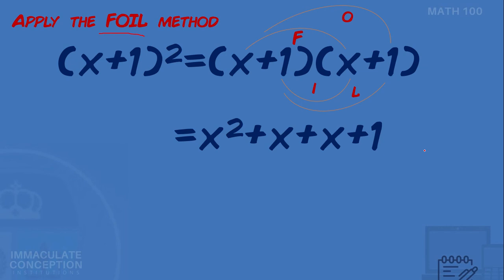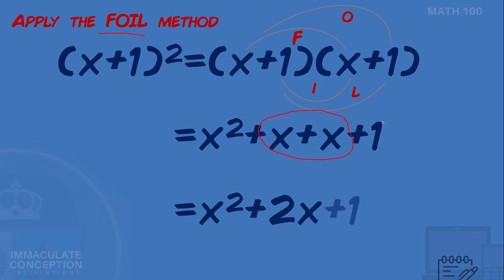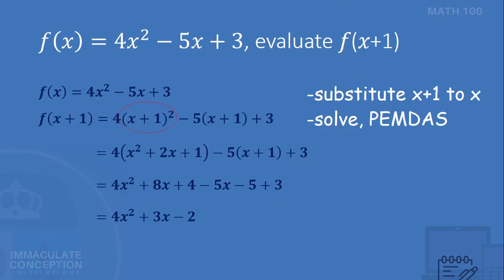And then we will combine similar terms. So x and x are similar. So x plus x can be added, and it will give us 2x plus 1. So therefore, x plus 1 to the second power is equal to x squared plus 2x plus 1. So we have x squared plus 2x plus 1 minus 5 times x plus 1 plus 3.